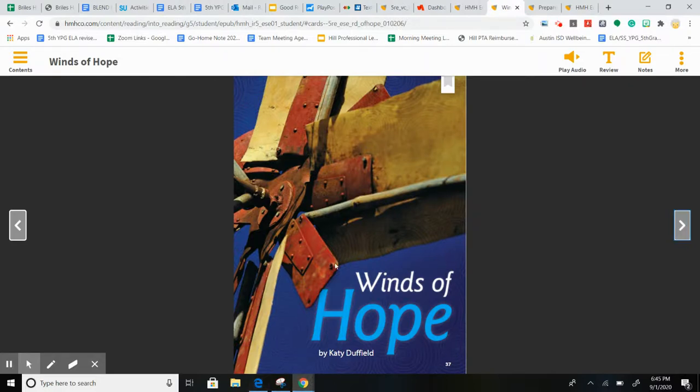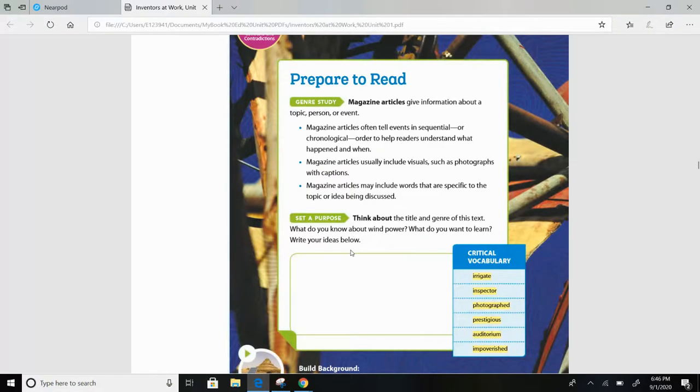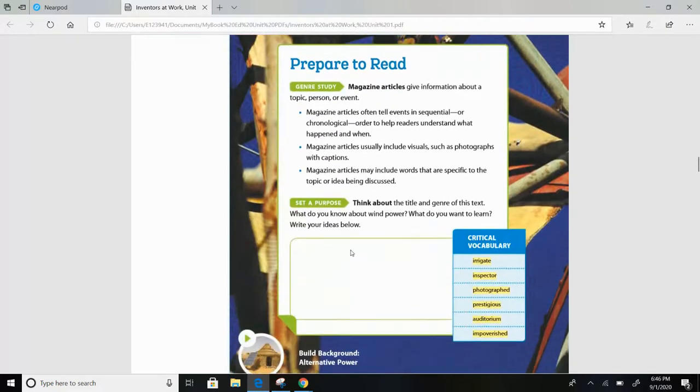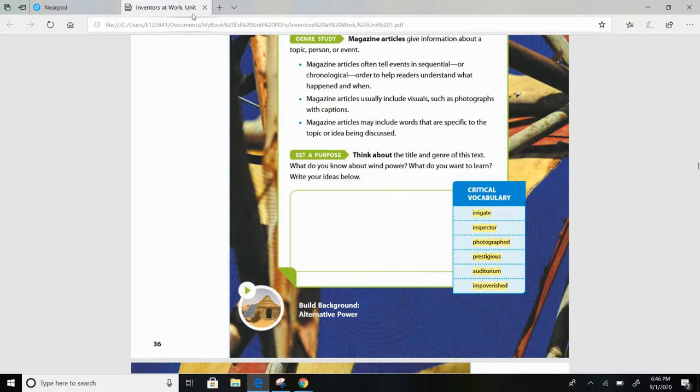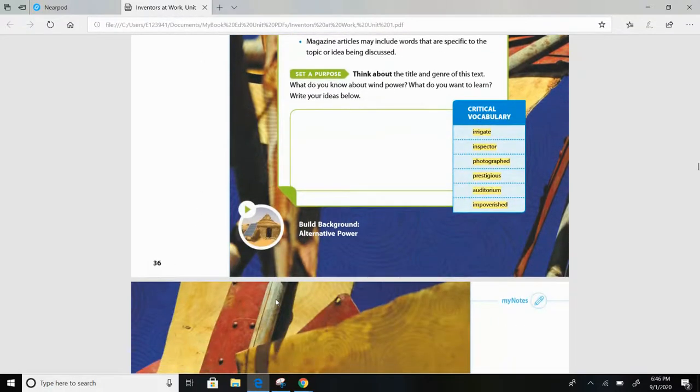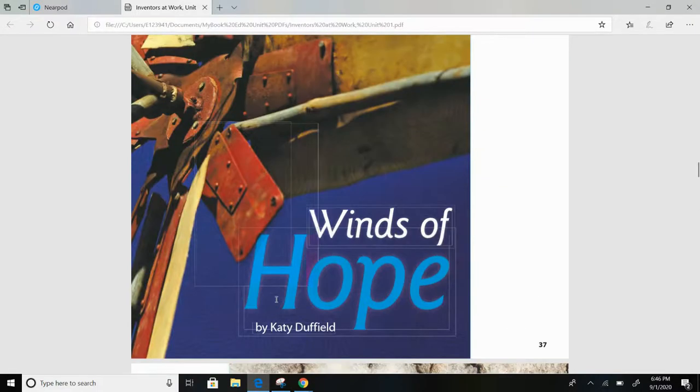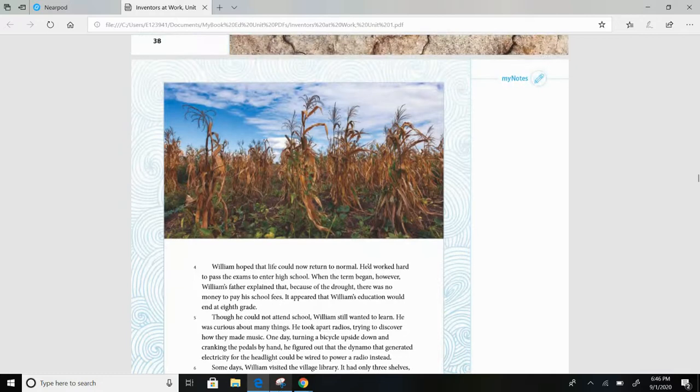You can also, remember, if this website, if Ed doesn't work for some reason, it could be overloaded, you can always click on the PDF version. And in the PDF version, you're going to scroll for Inventors at Work, Unit 1, you're going to scroll to page 36 and 37, that'll start you off, and then you can just work your way through.